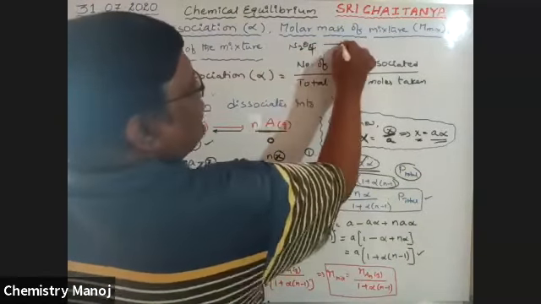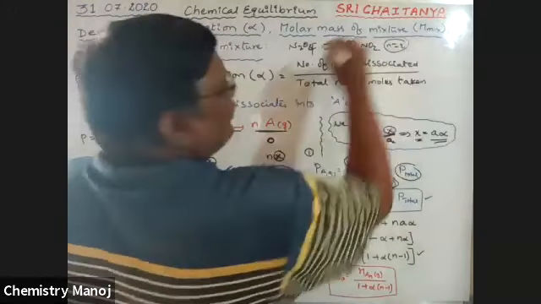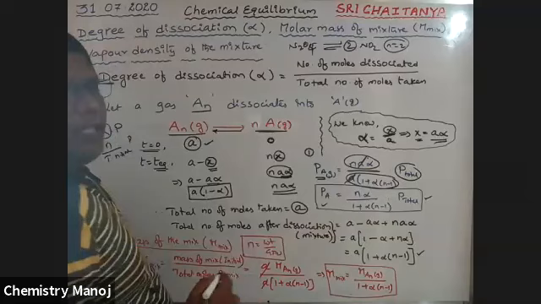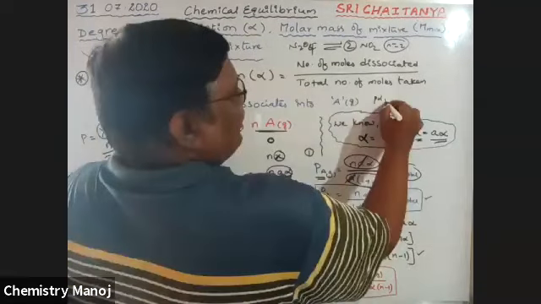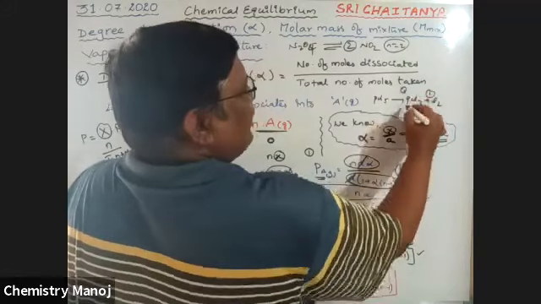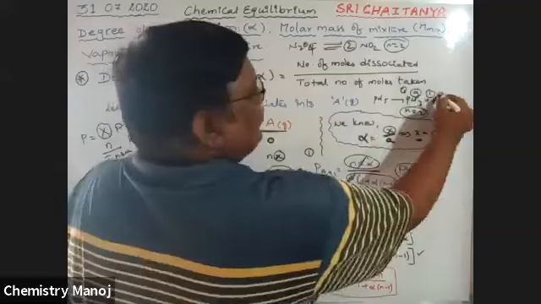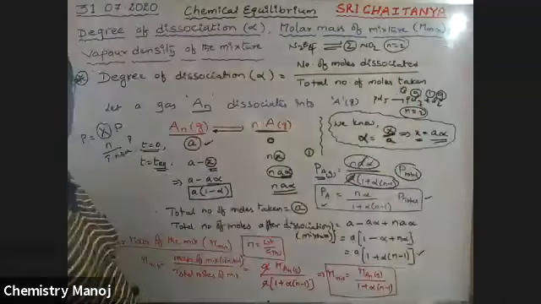N2O4 dissociates into 2NO2. Therefore, n is equal to 2 in this case. PCl5 dissociates into PCl3 plus Cl2. It is 1, it is 1. Therefore, n is equal to 2 in this case. We only consider the gaseous moles of product.